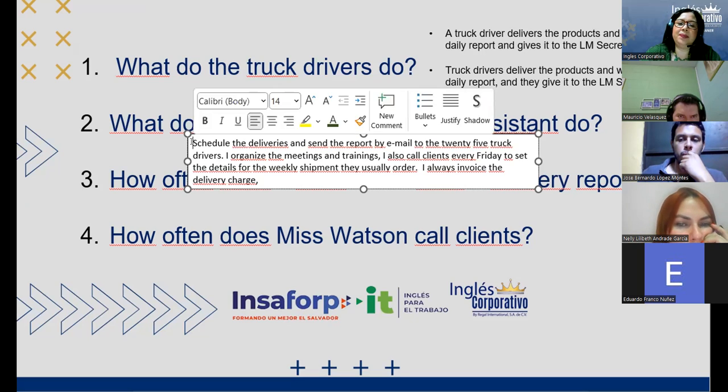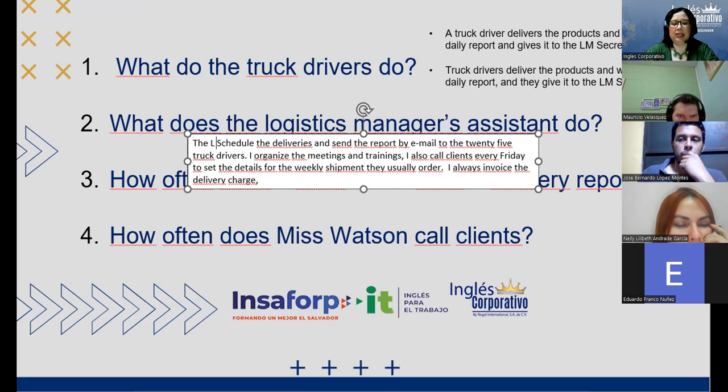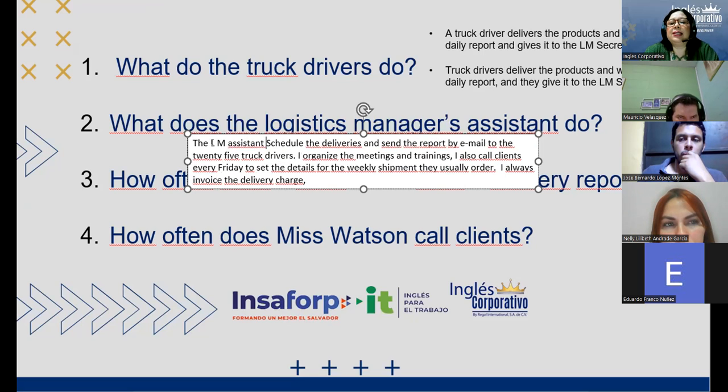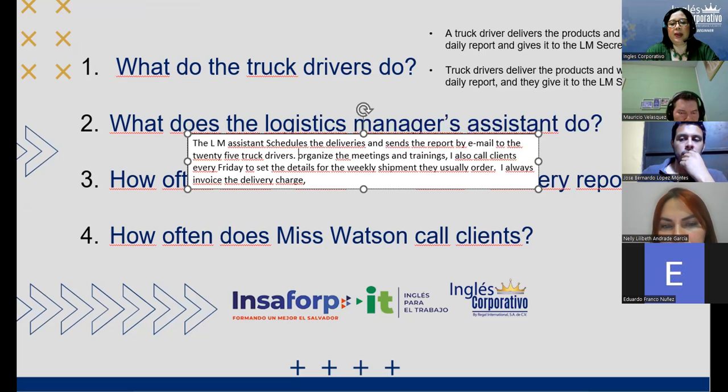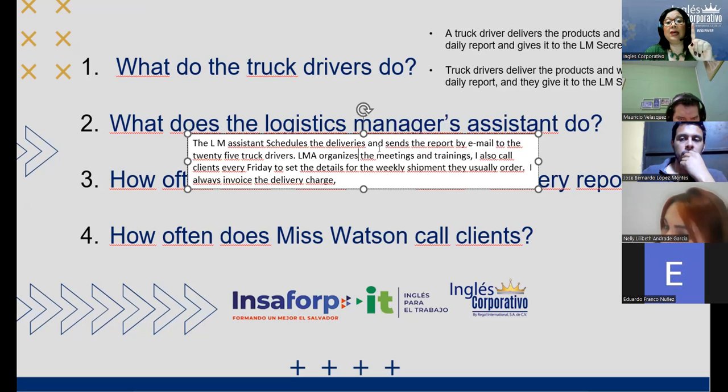Ah, entonces aquí pongo the logistic manager's assistant schedules the deliveries and sends the report by email to the 25 truck drivers. Aquí le quitamos el I, ponemos she or depending LMA, right? LMA organizes, porque solo estamos hablando de uno, ¿verdad? The meetings and trainings. LMA also calls clients, aquí sería calls, okay?